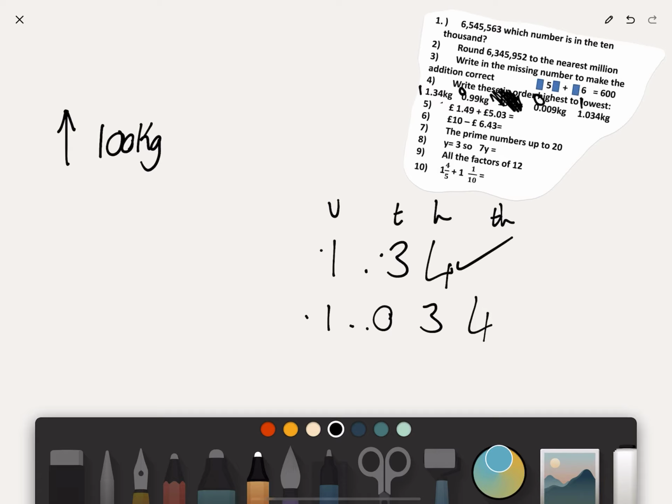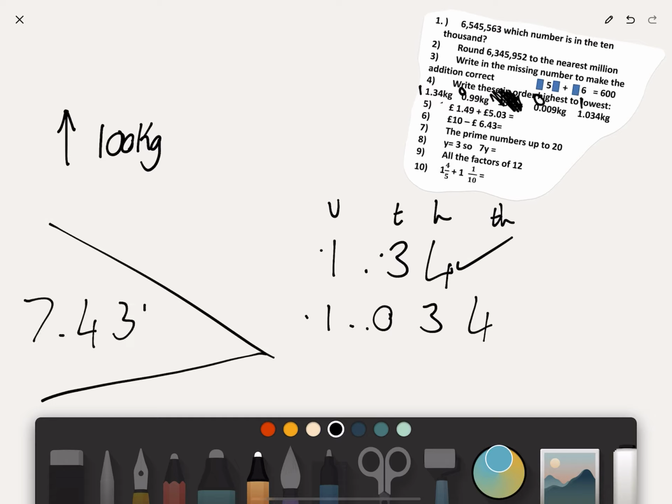Okay, so it works a bit like this when you're looking at a number. So say I've got 7.432. The further left, the bigger the value. The further right, the smaller the value. So the fact that this has a 3 in the hundredths isn't really important at the moment, because the one above has 3 in the tenths, and 3 in the tenths is worth more than no tenths.